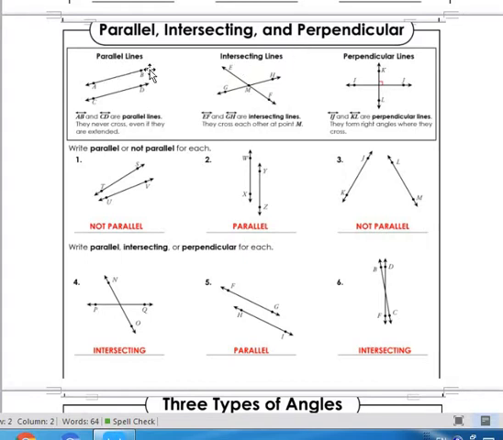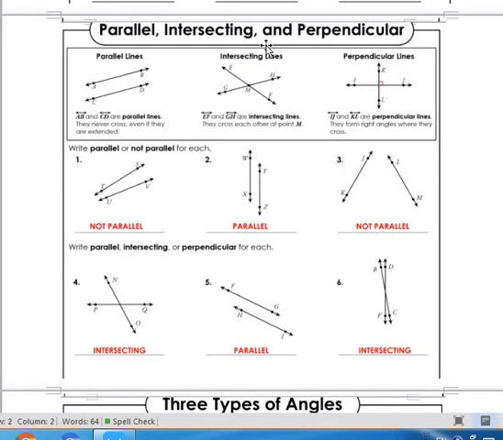Okay, parallel lines. AB and CD are parallel lines. They never cross, even if they are extended. What's meant by parallel? They never cross, even if they are extended. The distance between the two lines AB and CD is the same. Okay, they go in the same direction.